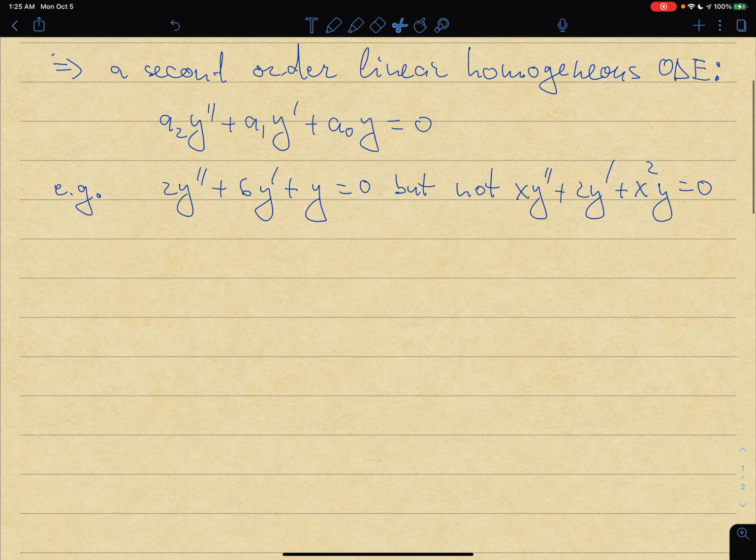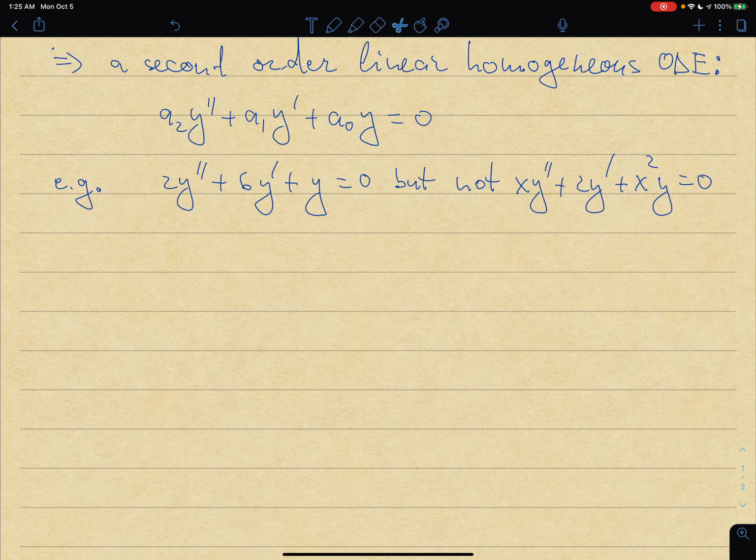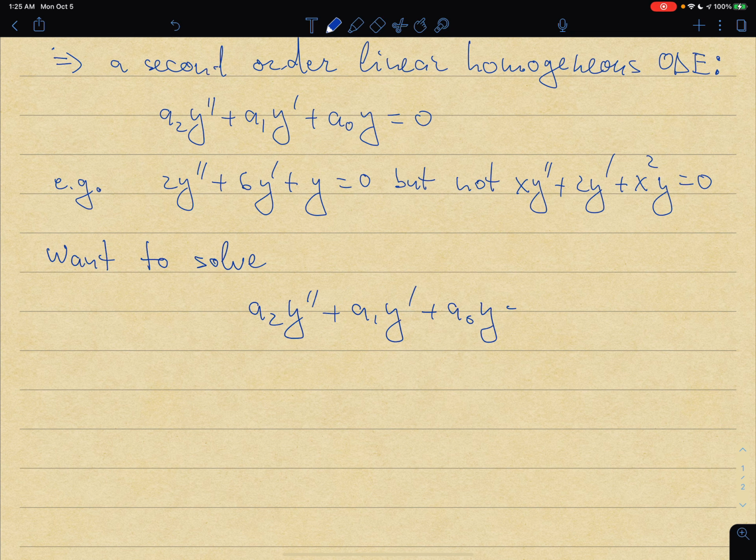All right, so let's suppose that we have this generic second order equation and I want to solve it. So let's write this down. Want to solve a2y double prime plus a1y prime plus a0y equal to 0. Somehow we can try to guess the form of a solution of this equation, based on the following considerations.